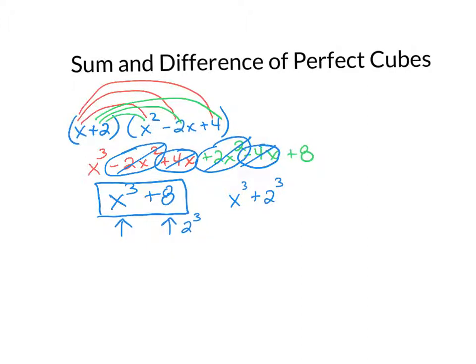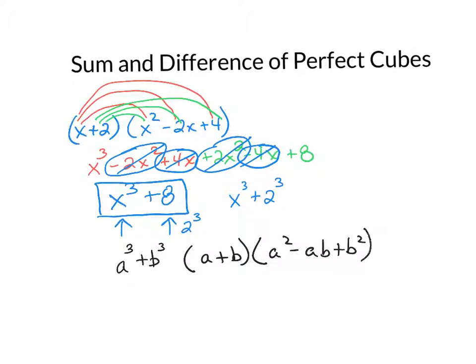Which leads us to a formula that you will need to know in order to factor a sum of perfect cubes. And here's the formula. If you have two perfect cubes and you are adding them, they will factor down to a plus b in parentheses times a squared minus ab plus b squared.